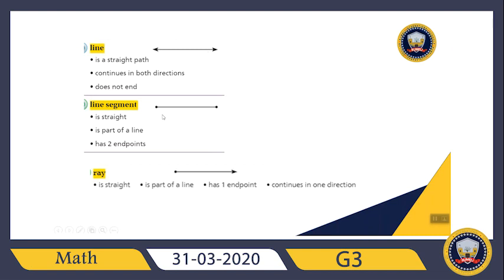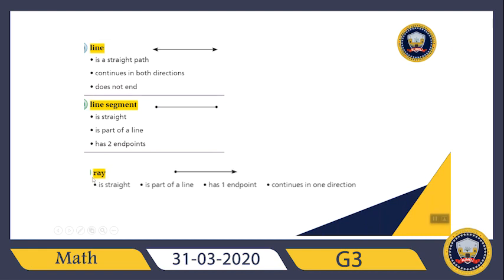But the next one is a line segment. What is the big difference between a line segment and a line? A line has no end, it continues in both directions, but a line segment is a part of a line. It has two endpoints. It finishes somewhere.